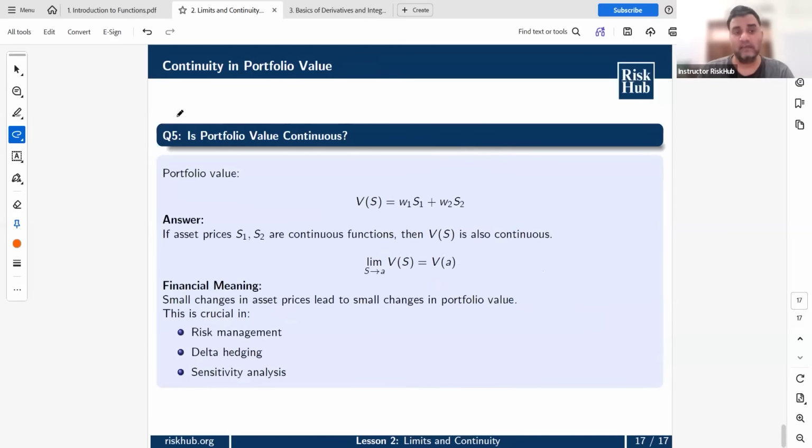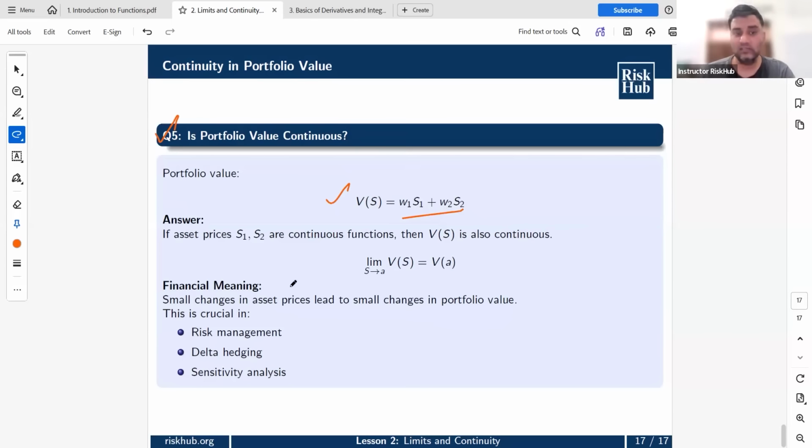Last but not the least, question number 5: is portfolio value continuous? We are looking at continuity in portfolio values. The portfolio value formula is V = W1 S1 + W2 S2, as we saw in the previous chapter, where S1, S2 are the asset prices and W1, W2 are the portfolio weights. Is portfolio value continuous? Yes, because it's a linear function of your asset prices. If asset prices S1, S2 are continuous, then portfolio value is also continuous. So that is the condition.